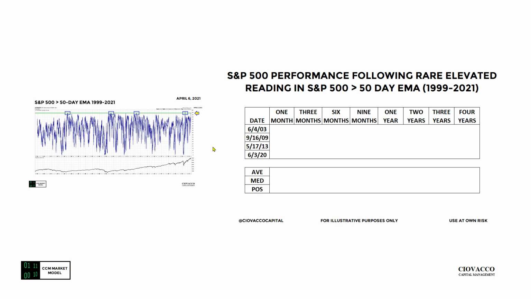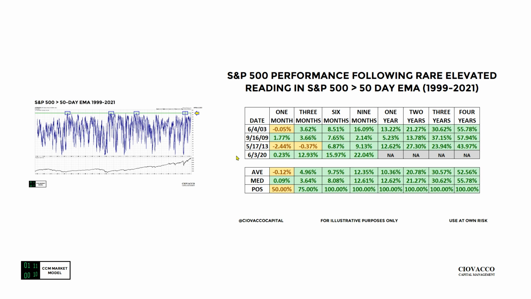And in the previous cases, which occurred in 2003, 2009, 2013, and back in June of 2020, for the most part, good things happened in the stock market. 9 months later, the average gain was 12.35%. 1 year later, the average gain was 10%. 2 years later, somewhere in the neighborhood of 21%.